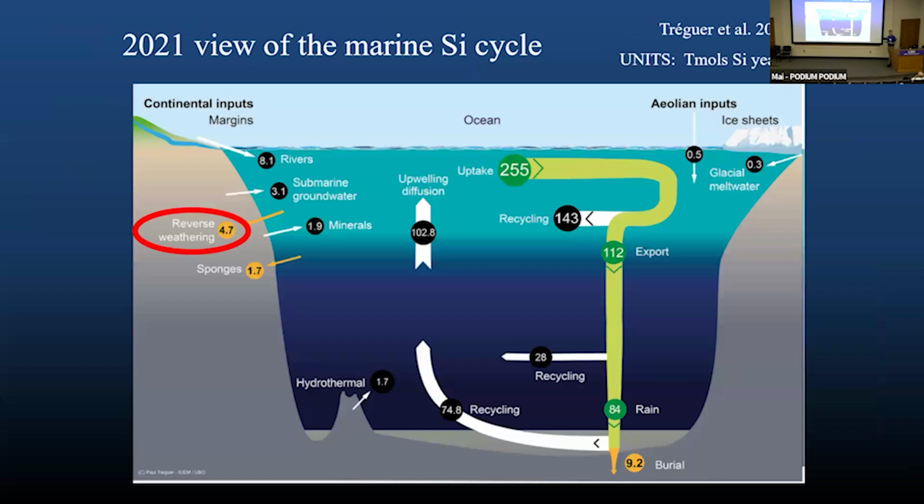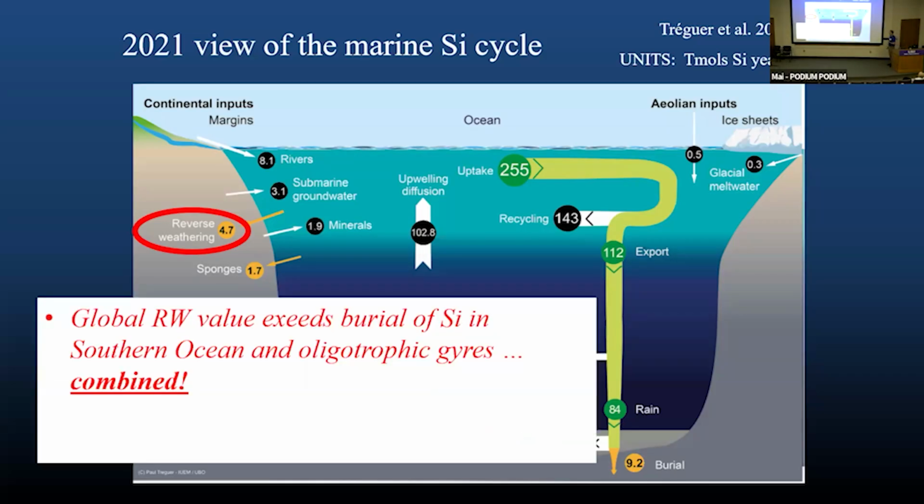So let's think, why do they matter? This is the 2021 view of the marine silicon cycle, and the units are in teramoles of silicon per year, and you can see the burial in the whole of the ocean is on the order of 9. Reverse weathering, which is dominant in these coastal, especially in deltaic systems, is 4.7. This is a really big number. How big is it? Well, it exceeds the burial of all the biogenic silicon in the Southern Ocean and oligotrophic gyres combined. Okay, that's a lot of oceanic area.